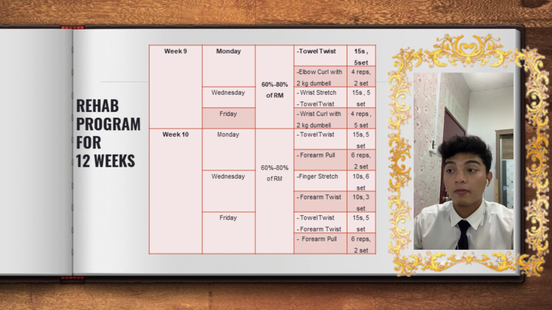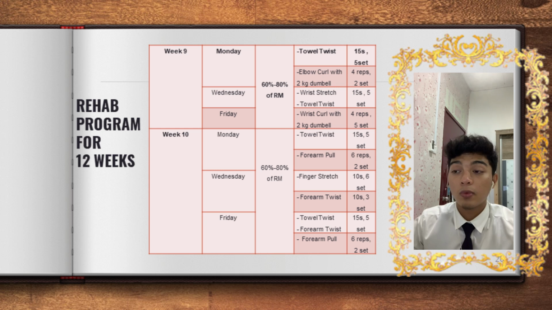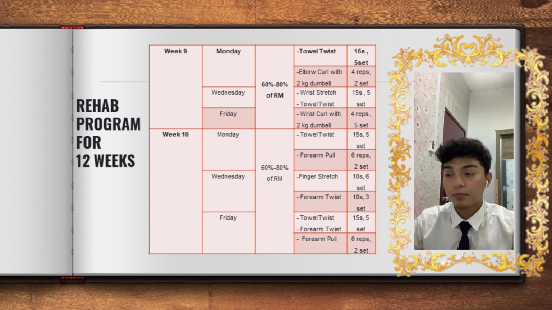And for the next day we have finger stretch, just finger stretch, do not have a bend. We'll do 10 seconds for 6 sets. Also we have a forearm twist. We'll do 10 seconds for 3 sets, just 2 exercises. And for the last day for week 10 we have a towel twist, also a forearm twist, which we will do 50 seconds for 5 sets. And the last exercise is forearm pull. We'll do 6 reps for 2 sets. Okay, that's all for week 9 and week 10.